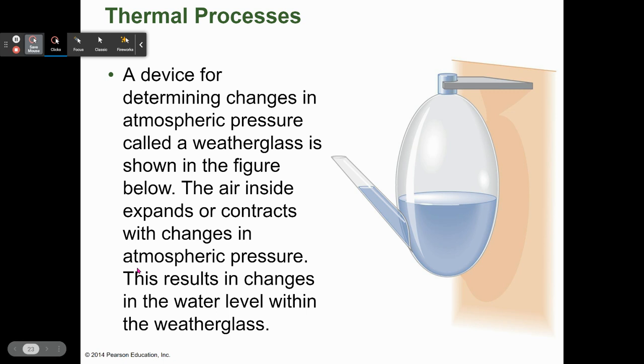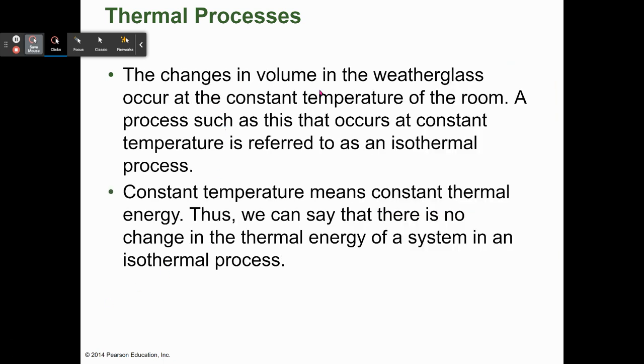All right, so moving on. A device for determining changes in atmospheric pressure is called a weather glass, and it's shown here. The air inside expands or contracts with changes in atmospheric pressure. This results in the change in the water level within the water glass. So changes in volume in the weather glass occur at a constant temperature of the room. So the change of volume doesn't necessarily mean that you've had a change in temperature.